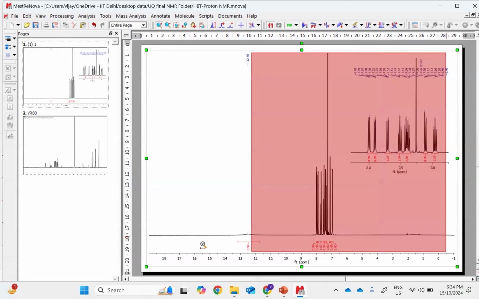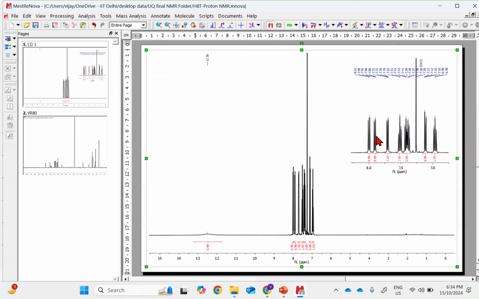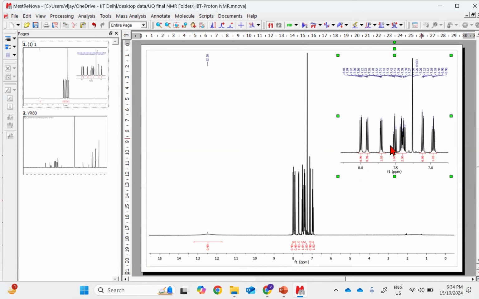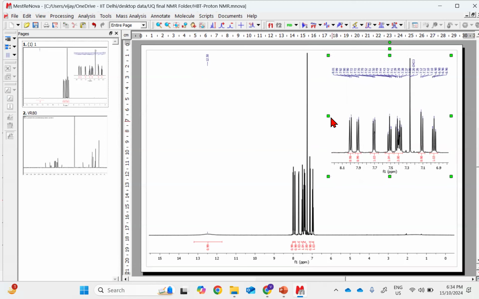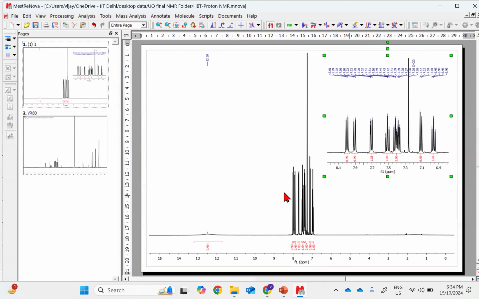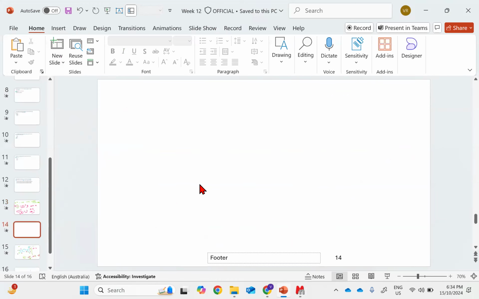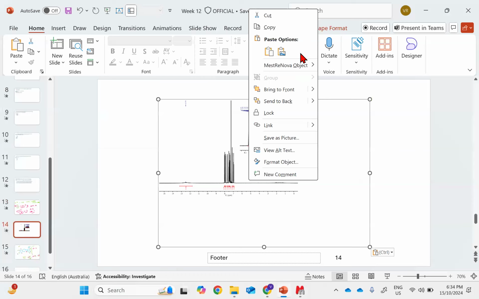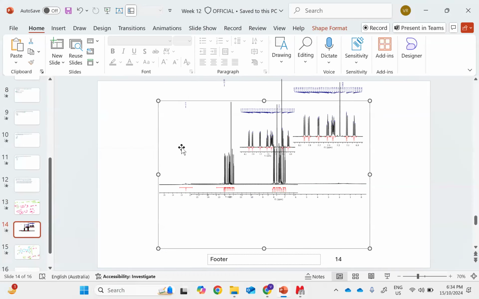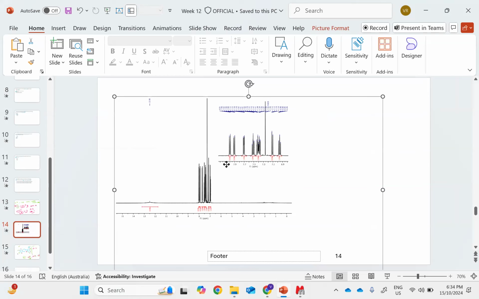Now the spectra is ready in terms of publishable quality, right? You can see here. This is how you need to show the spectra. Now for this spectra, I can directly select all with Control A and Control C, and paste wherever I want. I can paste directly on the slide, and crop the spectra and keep it.